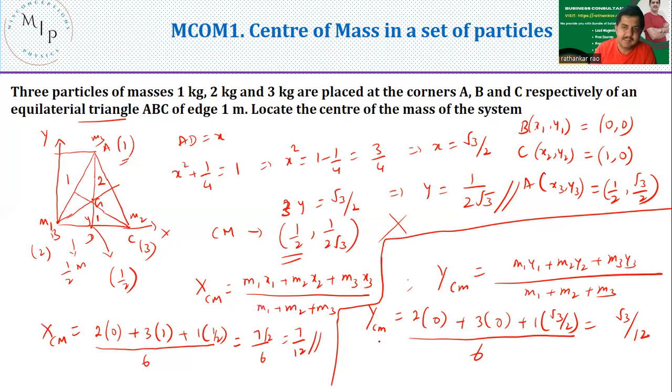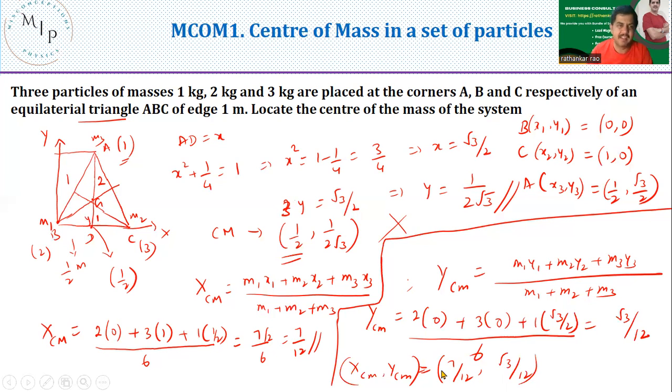So what is your final answer? XCM comma YCM should be equal to 7 by 12 comma root 3 by 12. Got it? So this should be your answer. As the values change, this will also change. So now what is center of mass?